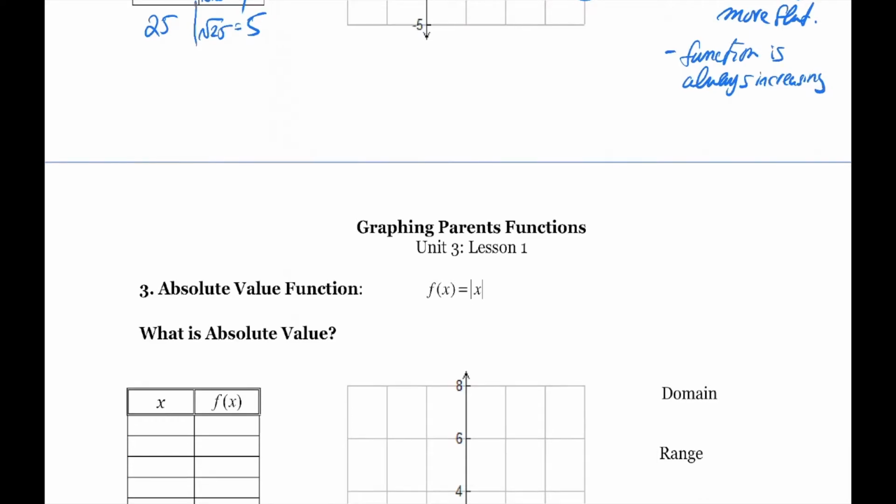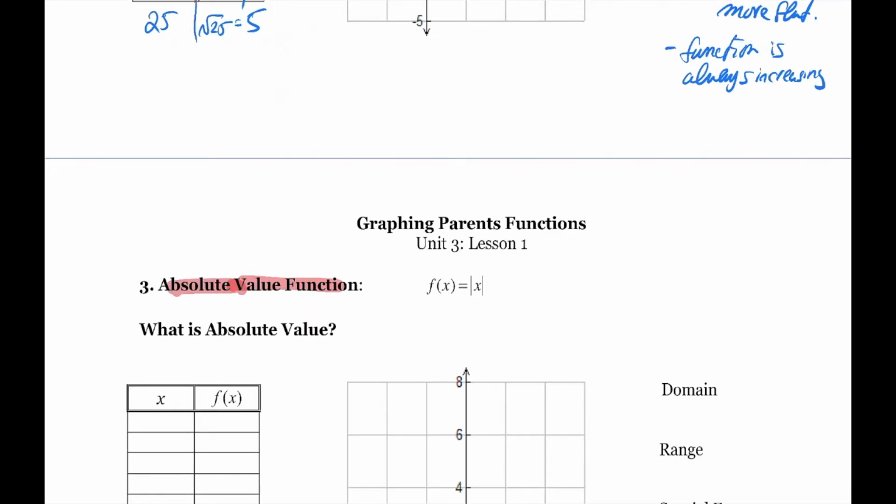So our next function we're going to look at is the absolute value function. So the absolute value function represented as a notation looks like that. So we have two vertical bars around what we're taking the absolute value of. So here is the absolute value of x. So what does the absolute value mean? It means that we take a value and we ignore the sign.